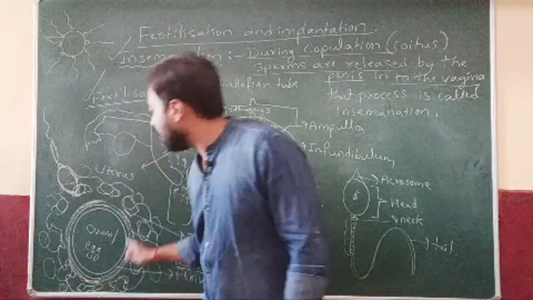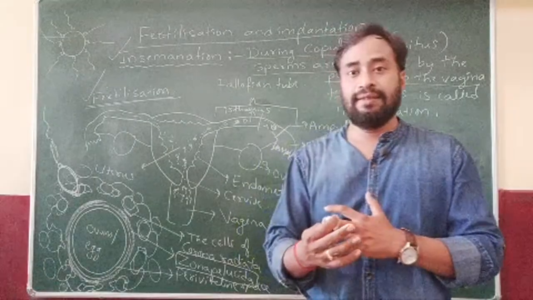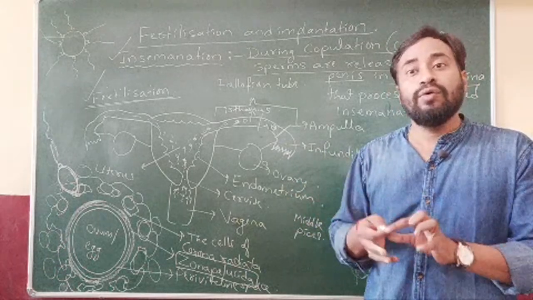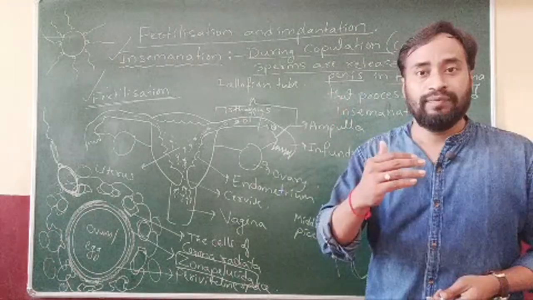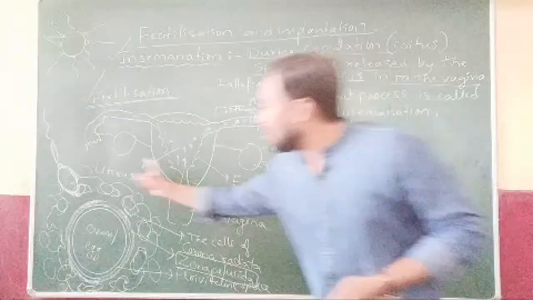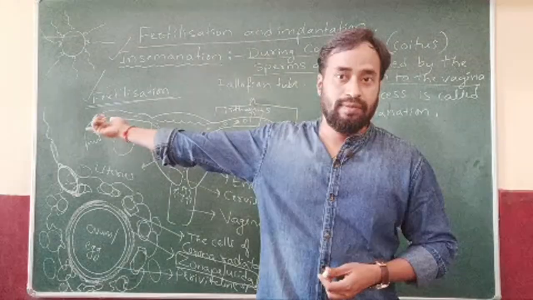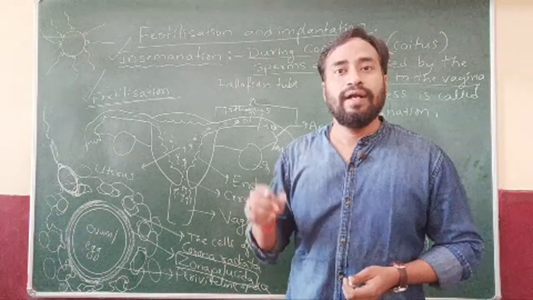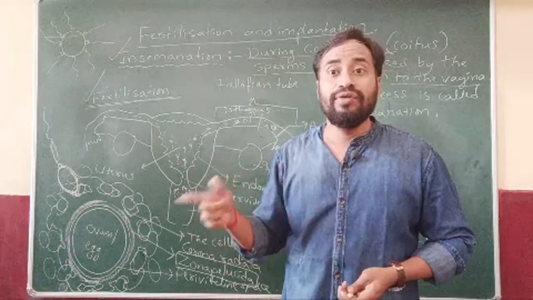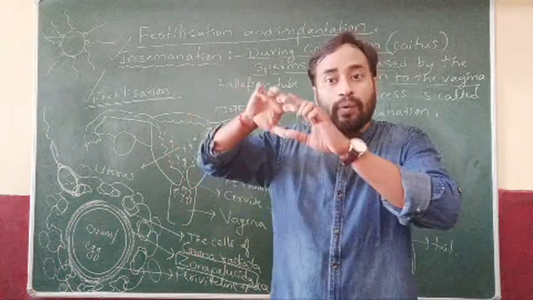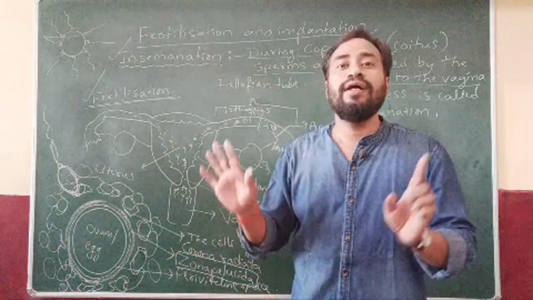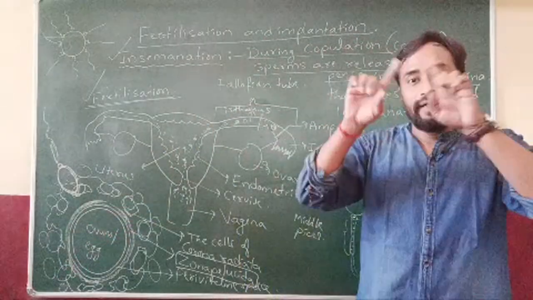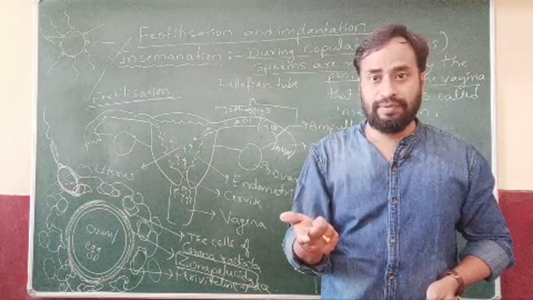At this moment, the zona pellucida will undergo some chemical changes. The zona pellucida membrane will undergo certain changes, so that it induces a block to the entry of further sperms. When one sperm enters the zona pellucida, it induces the zona pellucida membrane to block the other sperms from entering. Certain chemical changes will take place in that layer. So because of that, it blocks the entry of further sperms.